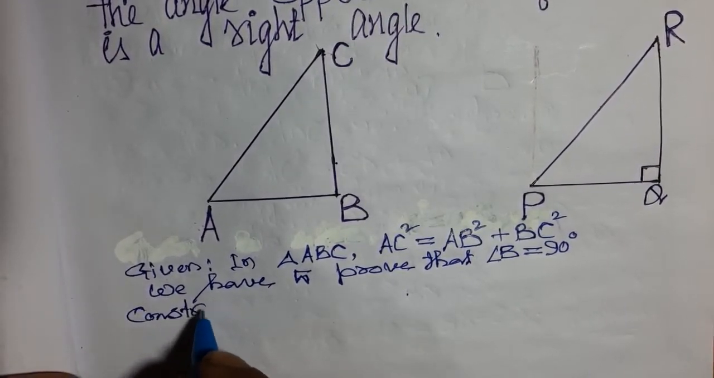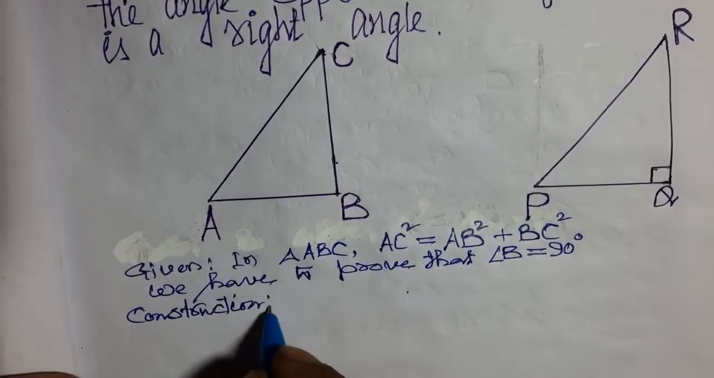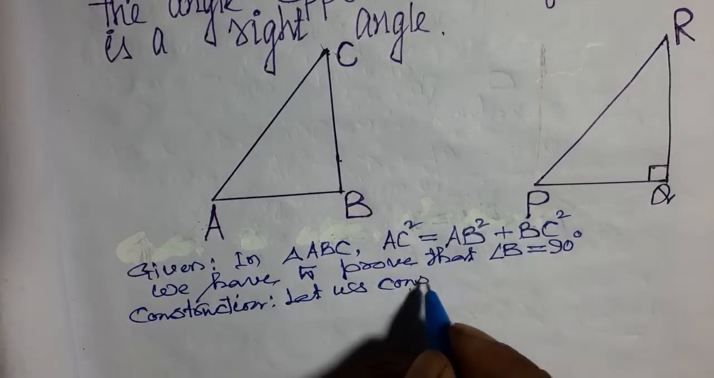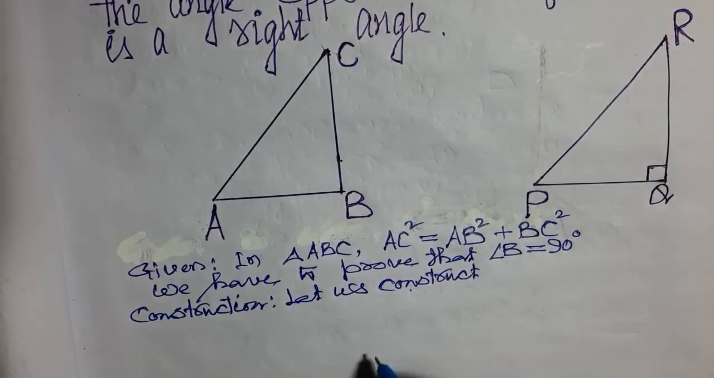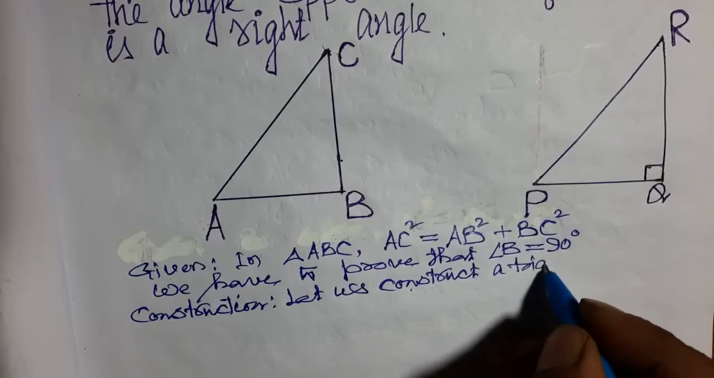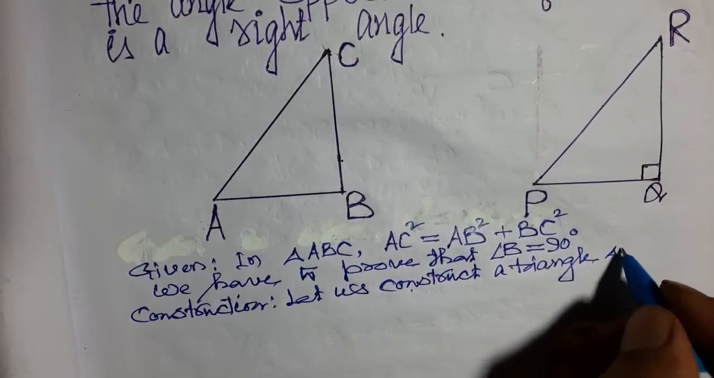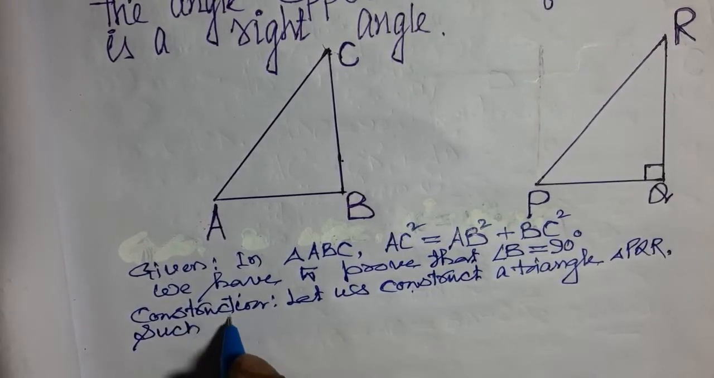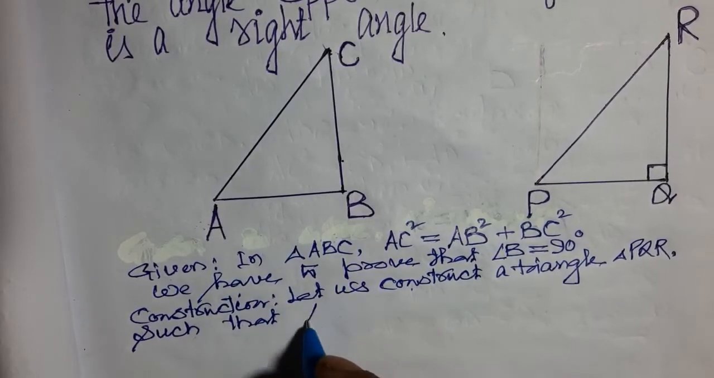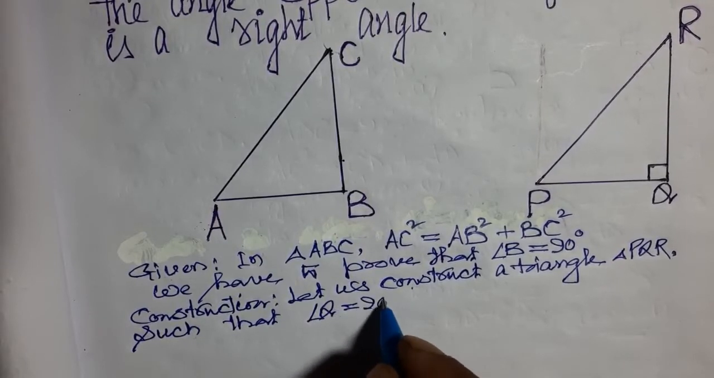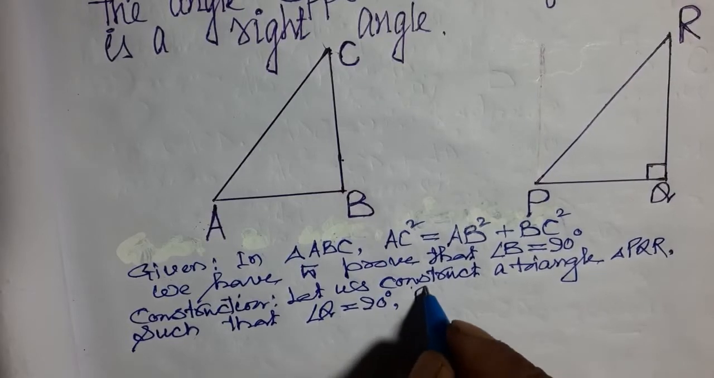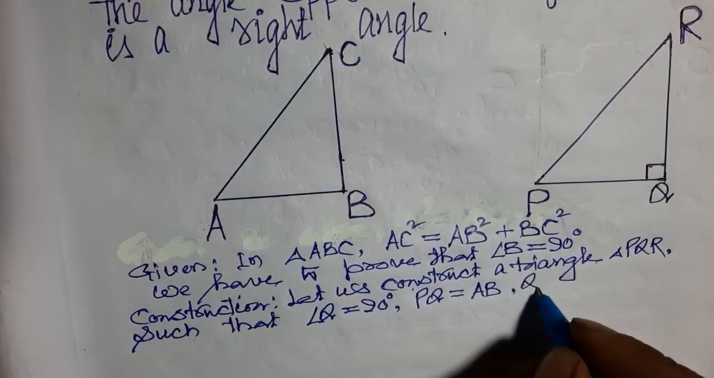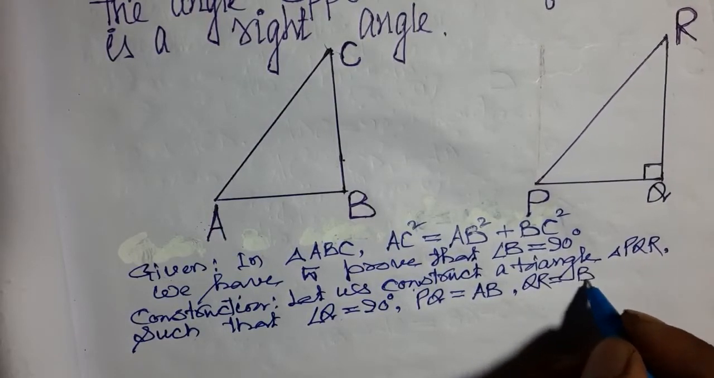Construction. Let us construct a triangle PQR such that angle Q is equal to 90 degree, PQ is equal to AB, QR is equal to BC.